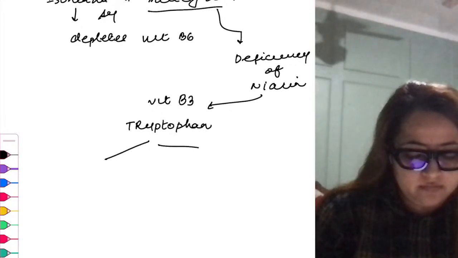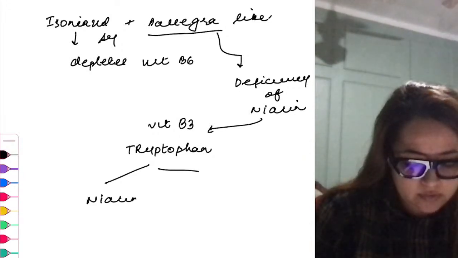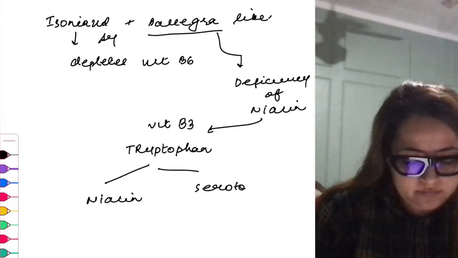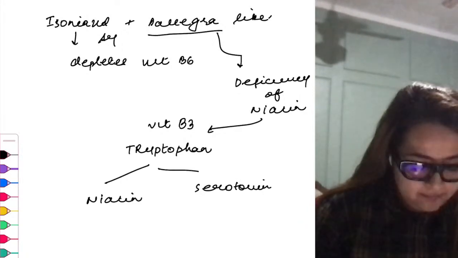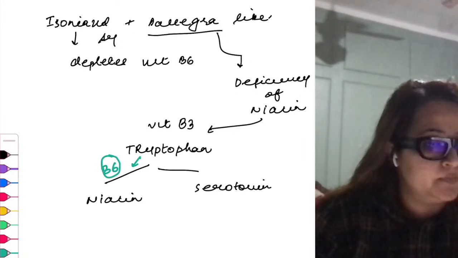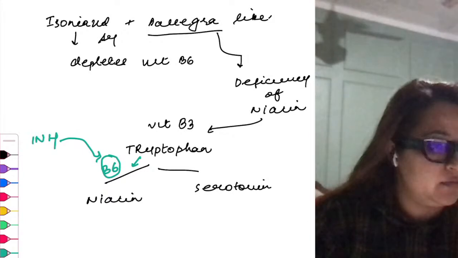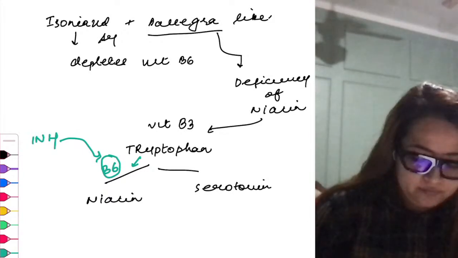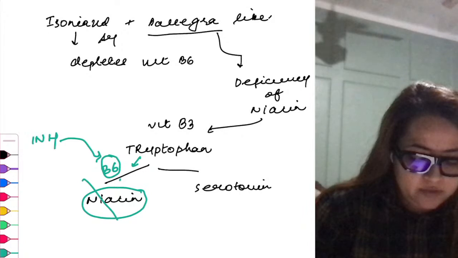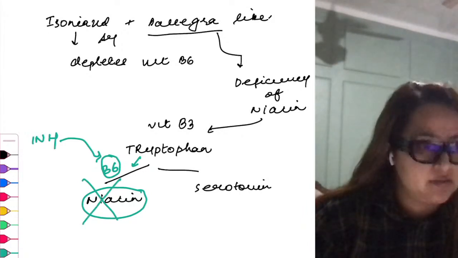Okay, and tryptophan has two fates. It could get converted into niacin as well as into serotonin. And vitamin B6 is a very important cofactor for the conversion of tryptophan into niacin. Now imagine someone is taking isoniazid. You already know that isoniazid is going to deplete vitamin B6. So what is going to happen? Niacin is not going to be formed. That is why you say that isoniazid could lead to pellagra-like symptoms.